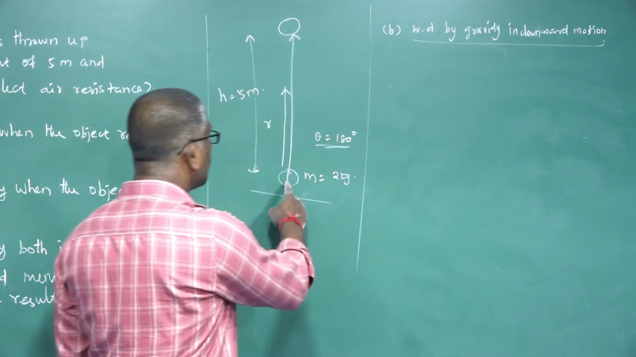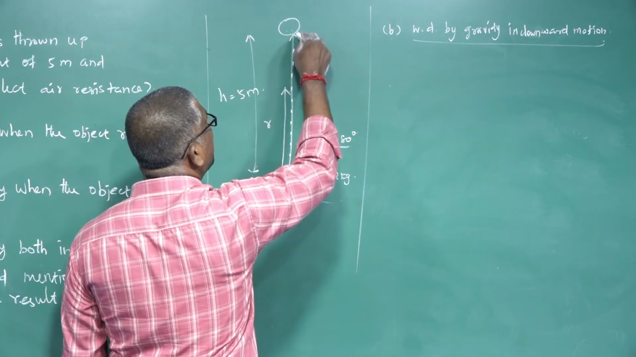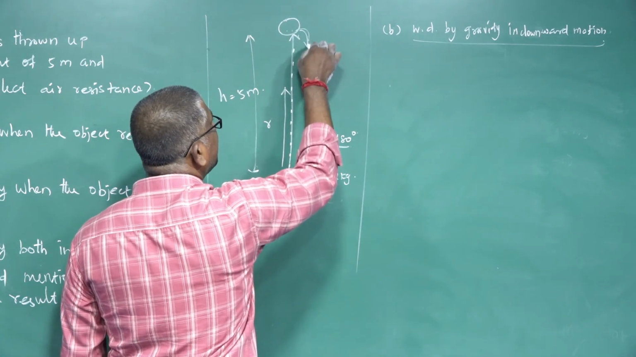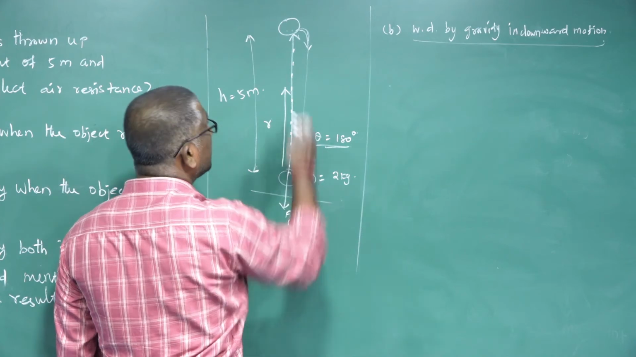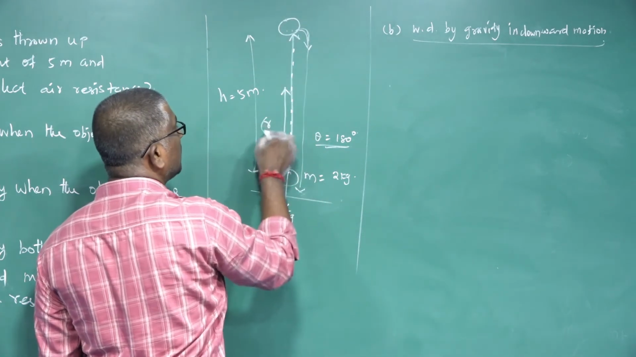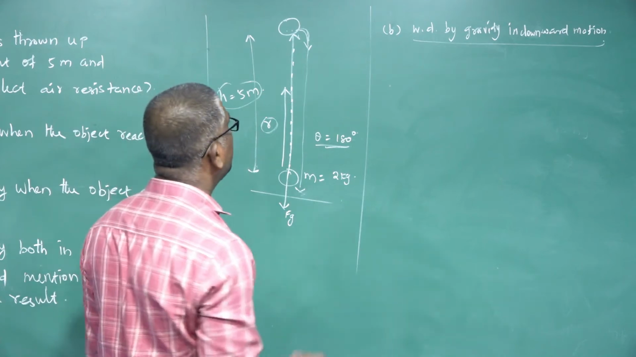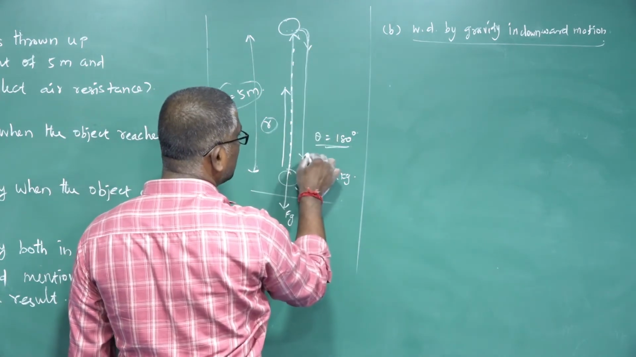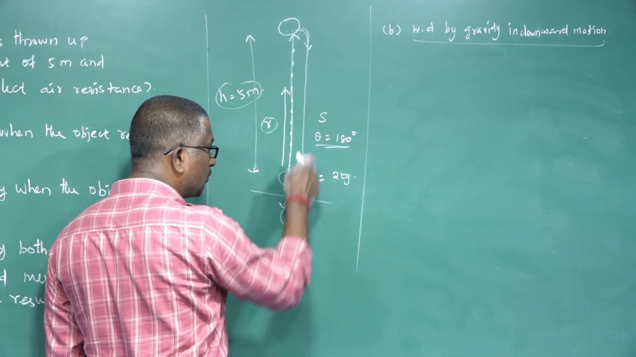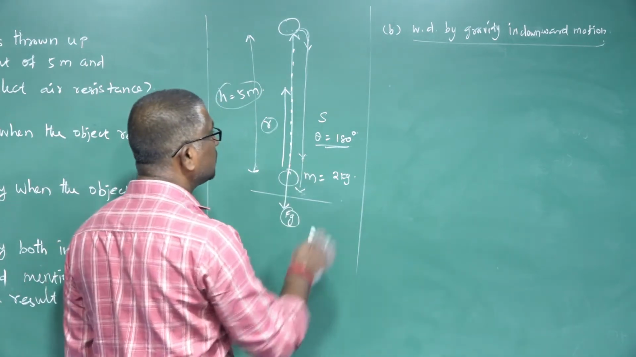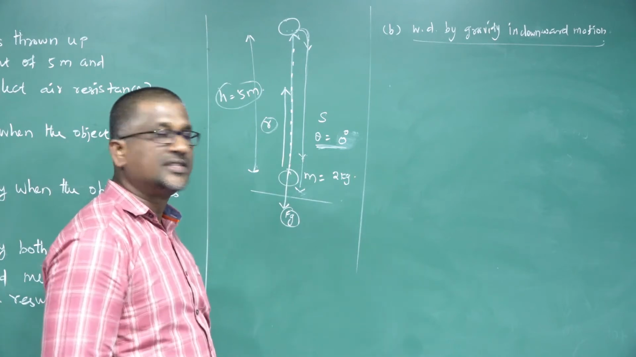If the object is thrown upward, it moves in the upward direction and reaches the maximum height. Then it returns back to the ground. Here, during downward motion also, the displacement value is the same, that is h = 5 m. In the downward motion, the displacement is acting in the downward direction and the gravitational force is also acting downward. So in this case, theta value is 0 degrees.